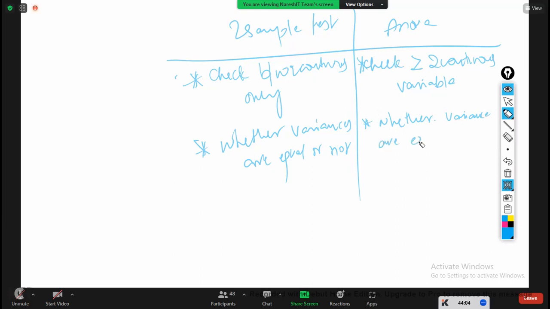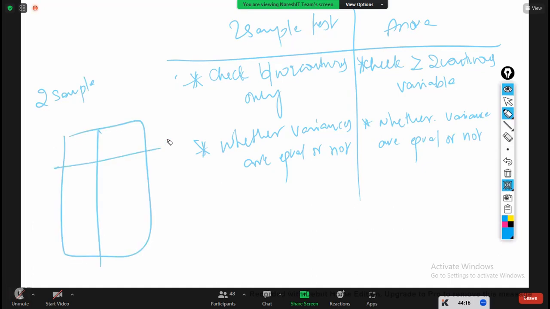If the data is the same, by default it will automatically take equal variance is equal to true only. Even if you don't write this, it will take that automatically. By default, it will take true. So if you go with the two sample test or the ANOVA test, there is no difference. Okay.